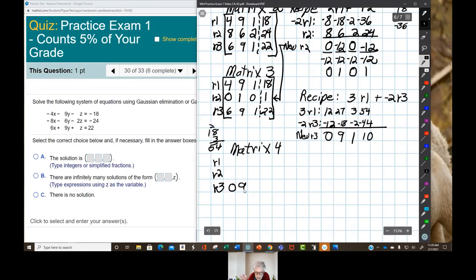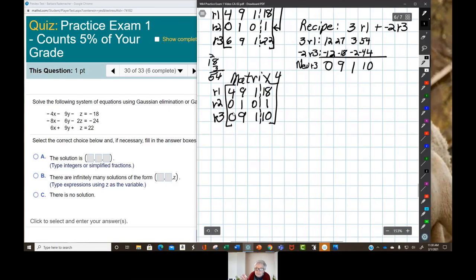Zero, 9, 1, 10. And row 1 and row 2 from the top. 4, 9, not the top, the one above. 1, 18. And 0, 1, 0, 1. Okay.